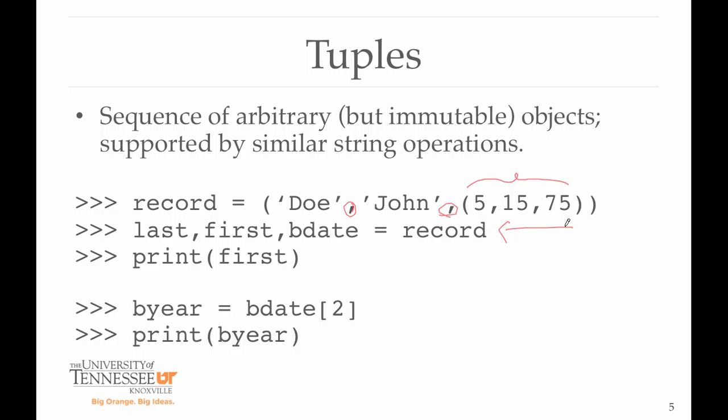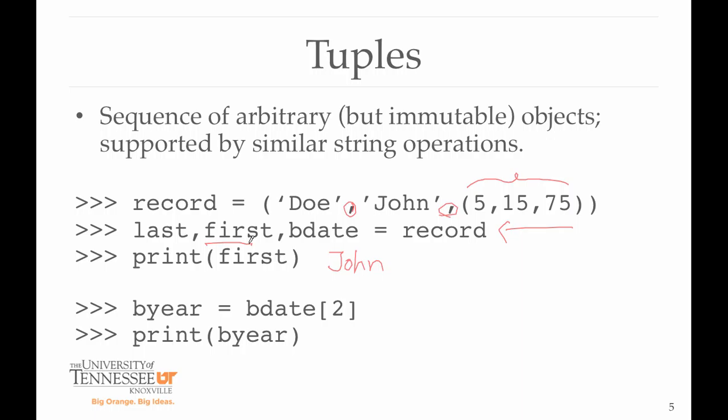So if you were actually to print first, which in this case is not the first object, it's actually the second object in the record, associated with a first name, you would get the output you'd expect. You're expecting to get the first name of this person, which corresponds to the second object in the record tuple, and you'll get John.